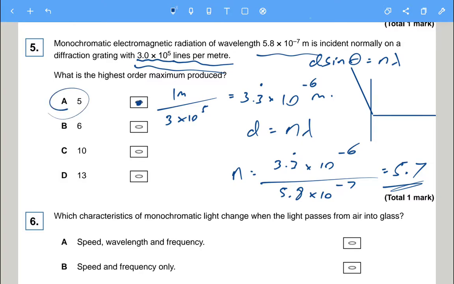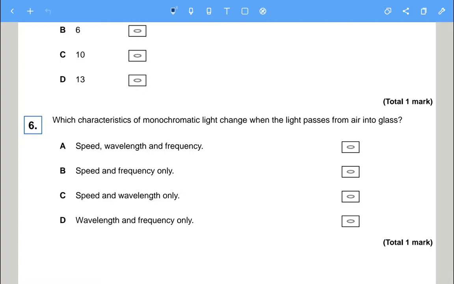Let's look at the next one. Right, so number 6, which characteristics of monochromatic light change when the light passes from air into glass? This doesn't have to be just air into glass, it can be from any medium into any other medium. It could be glass into water, or air into water, or into oil, it really doesn't matter. The thing you should know is that the frequency never changes, the frequency is always constant.